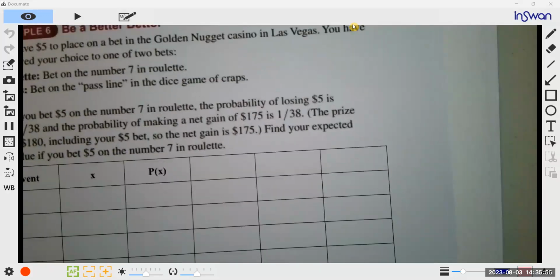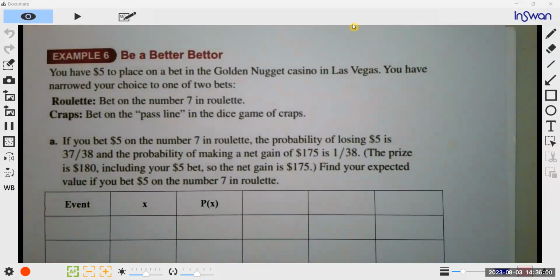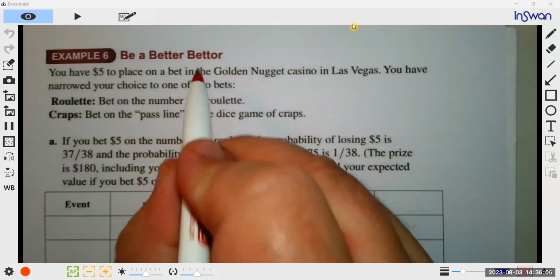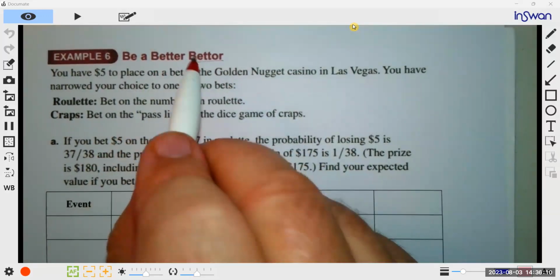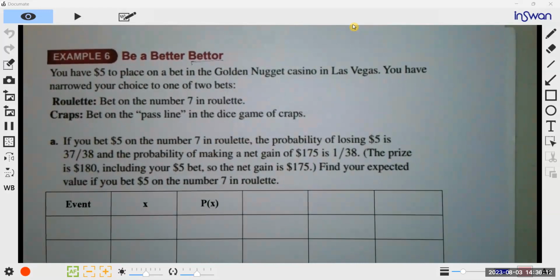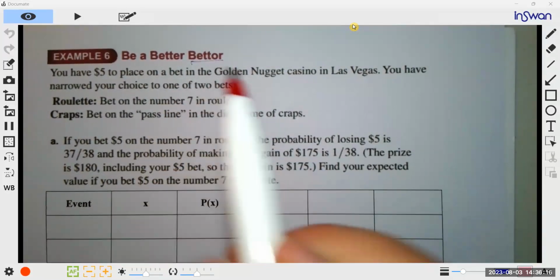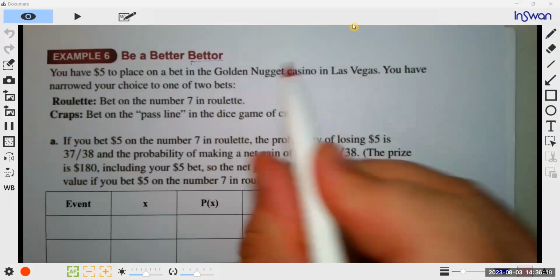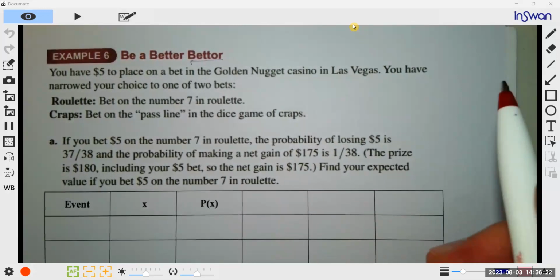All right, let's look at this one. Be a better person that bets. You have $5 to place on a bet in the Golden Nugget, the casino in Las Vegas. Golden Nugget's one of the oldest ones, on the main old part of town.